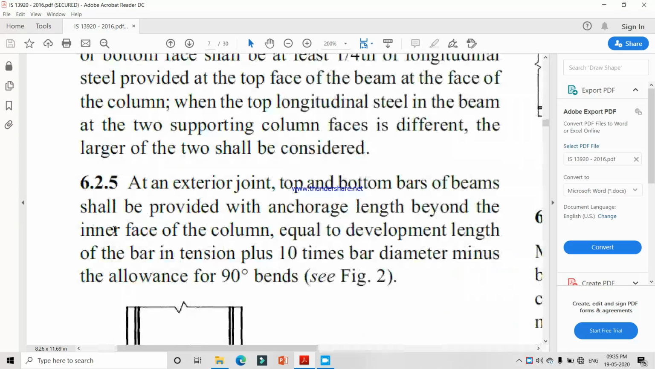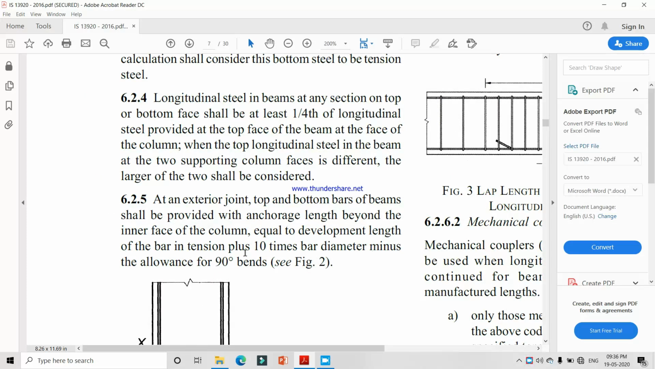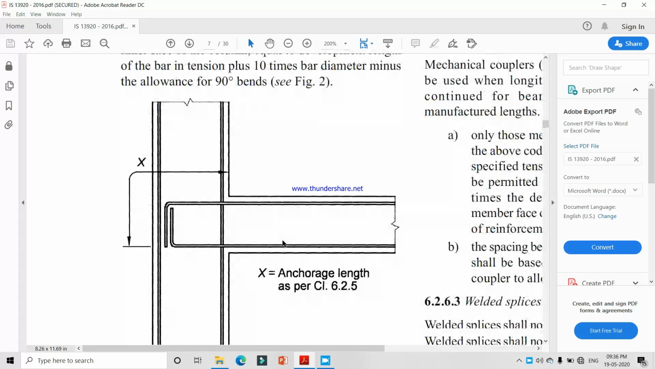At the exterior joint, the bottom bar of the beam shall be anchored into the face of the column, so it will give additional safety. These are the anchorage lengths. So it will transfer the stresses from the slab or beam to the column.